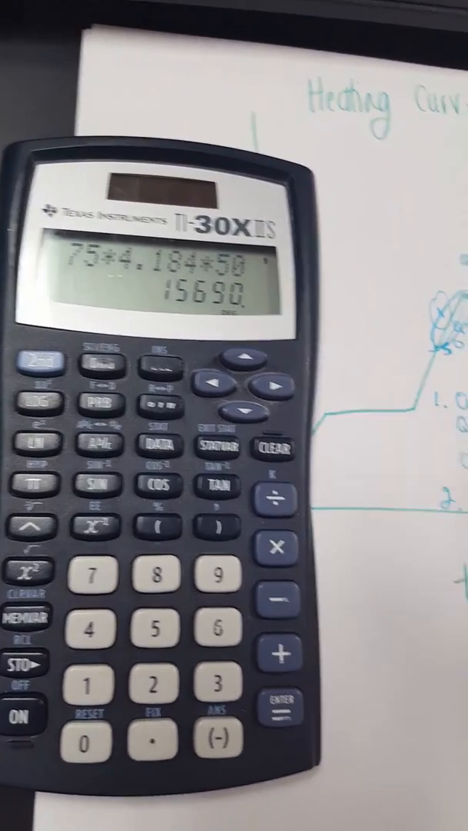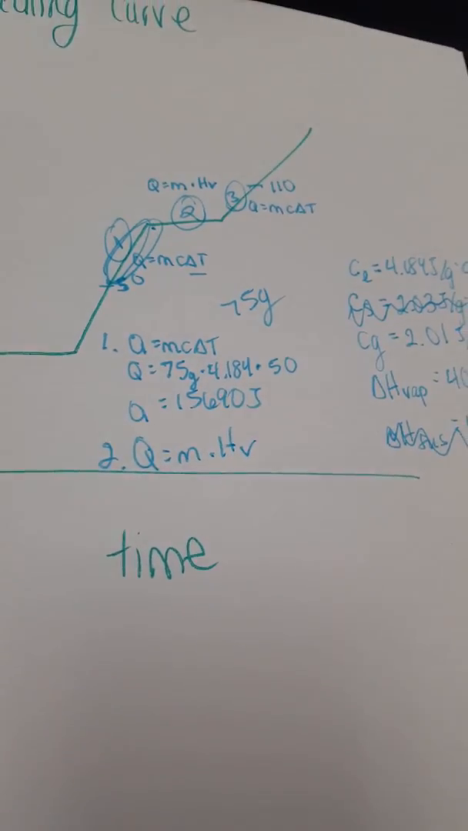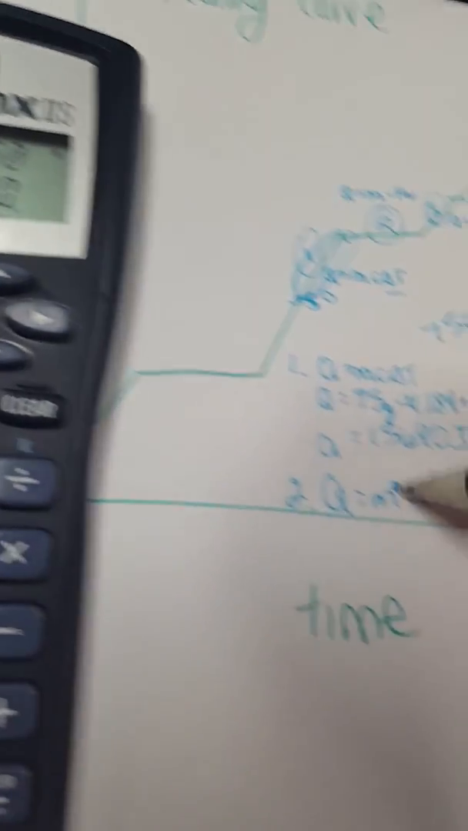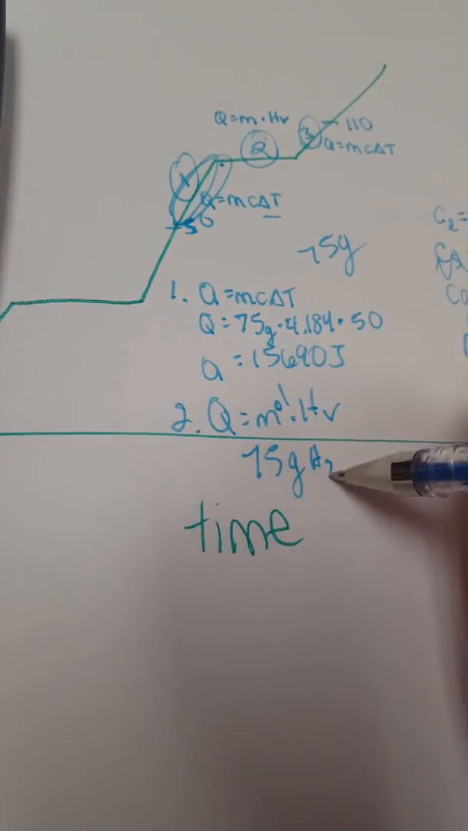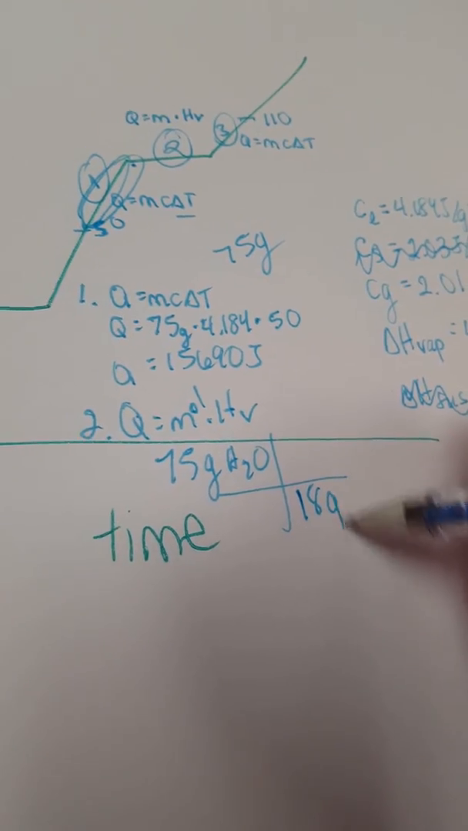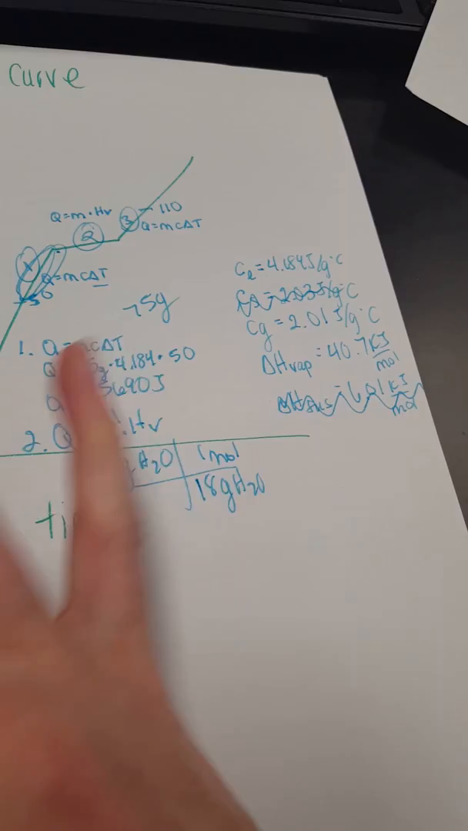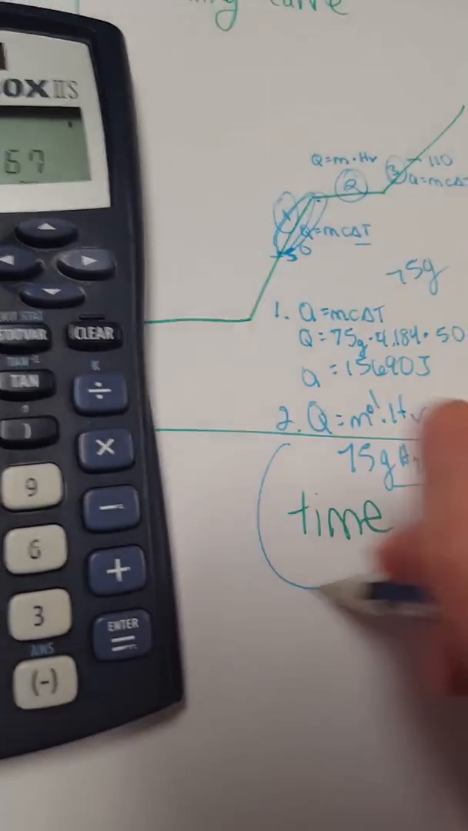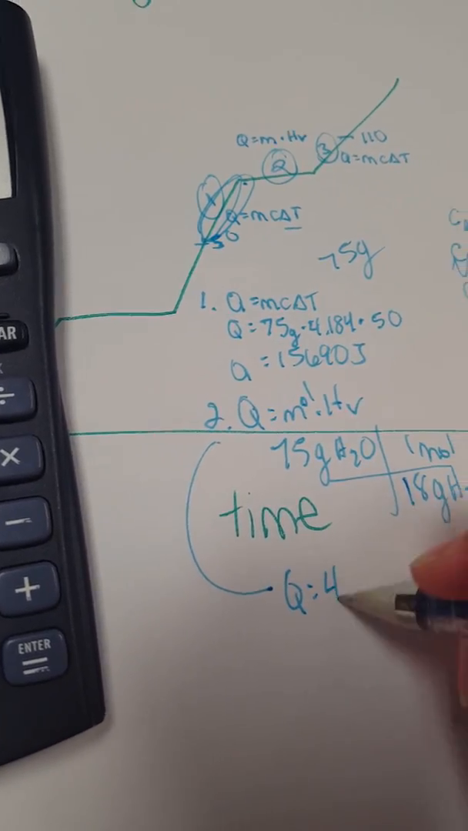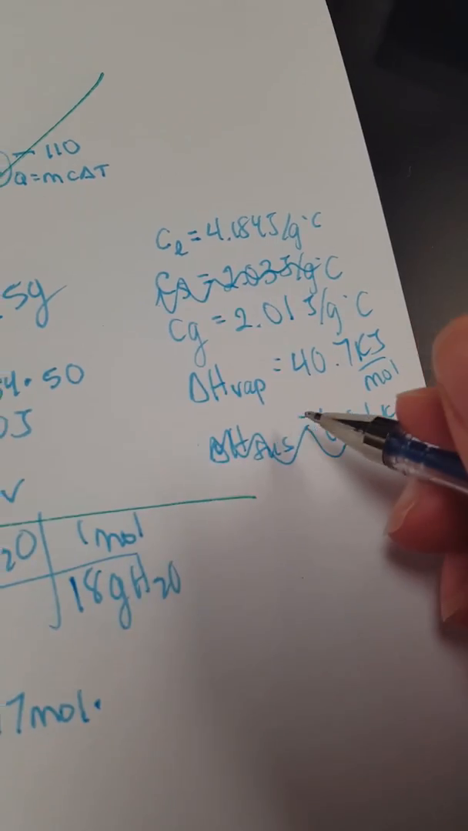All right, step 2 is mass times heat of vaporization. That's wrong, because these units are moles, so actually this is going to be moles, which means I have to do a conversion. I've got to take my 75 grams of H2O and convert, 18 grams of H2O is 1 mole. So 75 divided by 18 gives me 4.17 moles. So I'm going to continue this down here. Q equals 4.17 moles times my heat of vaporization, which is 40.7.